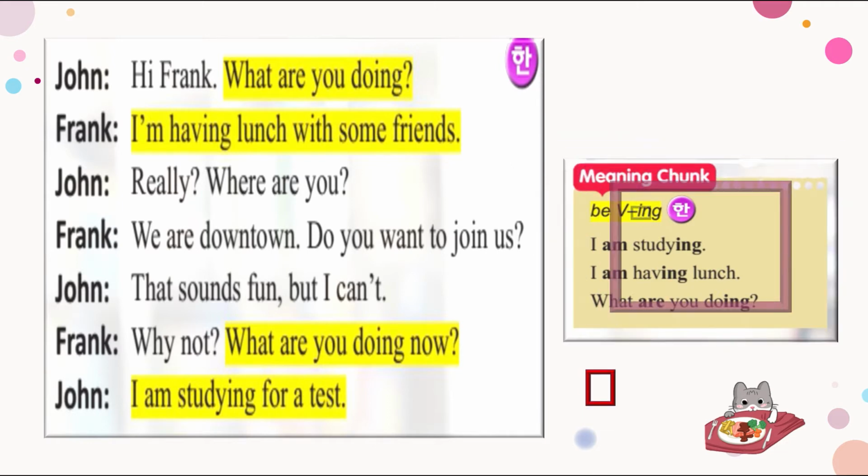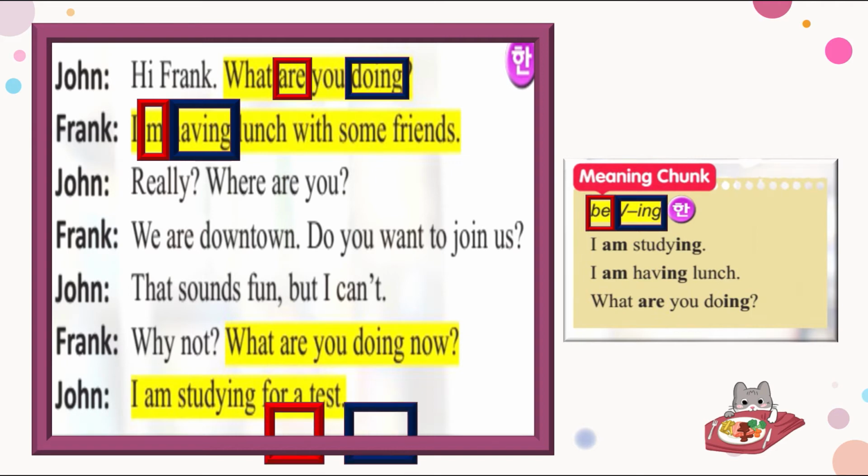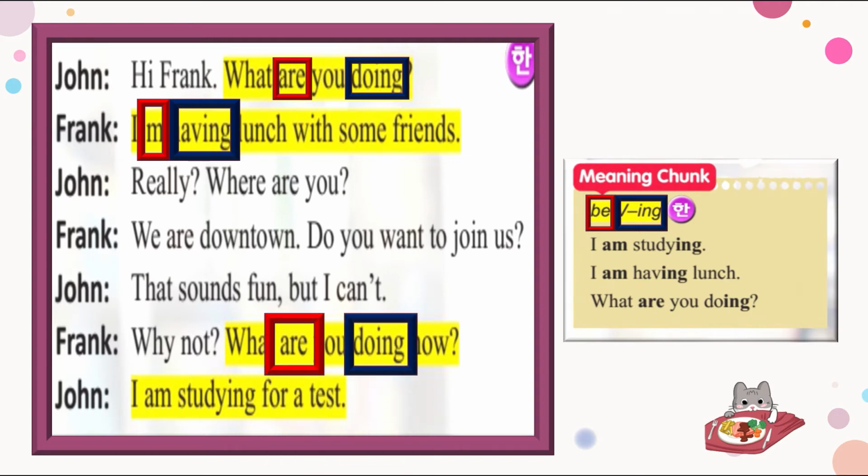So, back to that, Yonghee, what was the first one? Are doing. Yes, alright, the first one is are doing. And the next one? Apostrophe m, having. Yes. And the next? Frank, last Frank talk, are doing. Yes. And finally, am studying. Am studying.